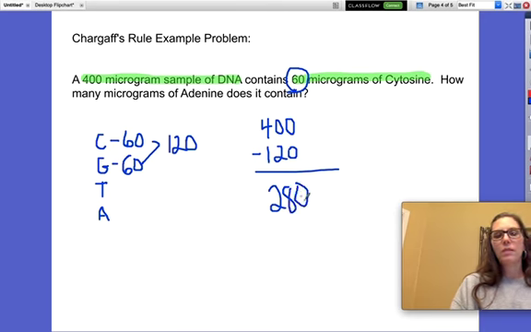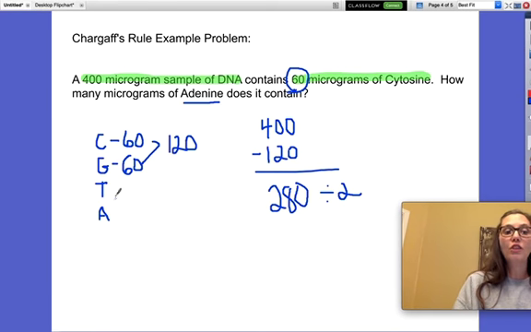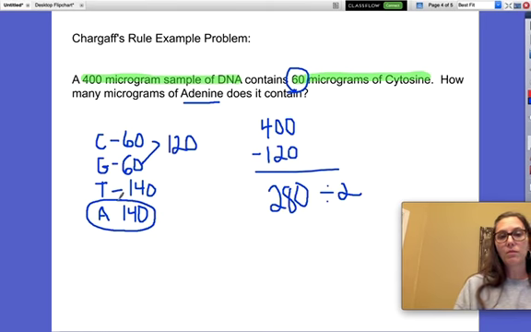Okay, so let's stop and think about that. 280, is that our answer? Is that just for adenine? No, that's the amount for thymine and adenine. So what we need to do to this number is split it between these two. So we're going to divide 280 by 2. So 280 divided by 2, that gives us 140. So that means you have 140 micrograms of thymine and 140 micrograms of adenine. So the answer to the problem, because it's asking for adenine, is 140 micrograms.